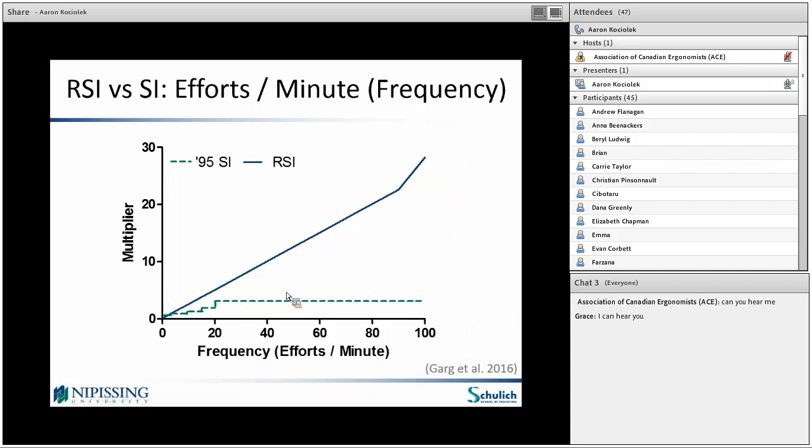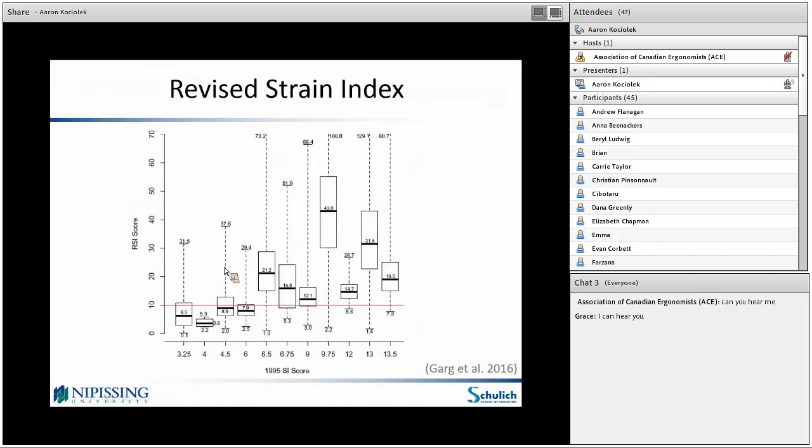So now this actually provides greater guidance for these higher frequency tasks. And I've pulled this right out of their new 2016 paper. This is looking at jobs that were originally assessed with the 1995 strain index. You can see scores ranging from 3.25 all the way to 13.5. And then what they've also done is shown what their new score would be using the revised strain index.